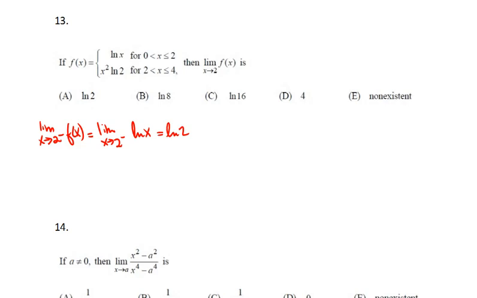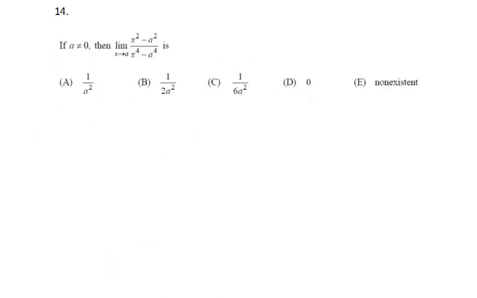Let's plug in from the right side. The limit as x approaches 2 from the right of f of x would be equal to the limit as x approaches 2 from the right of x squared ln 2. And all we need to do there is plug in x equals 2, and we'll get 4 ln of 2. Since the limit from the left and the right disagree, then that limit is not existent. And we'll go on to problem number 14.